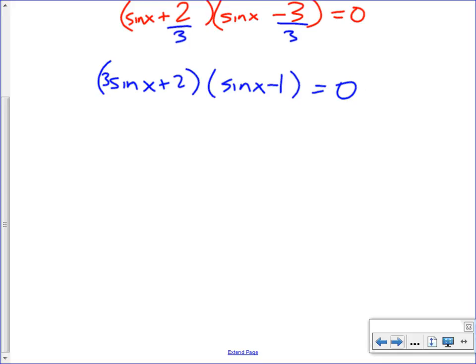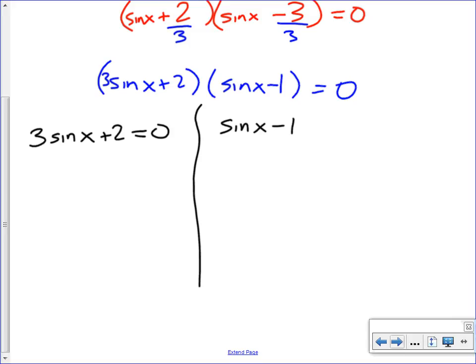Now that you have your 2 factors, you have to set them equal to 0. So here we go: 3 sine x plus 2 is equal to 0, and sine x minus 1 is equal to 0. You set both factors equal to 0, and you have to solve for all of it.